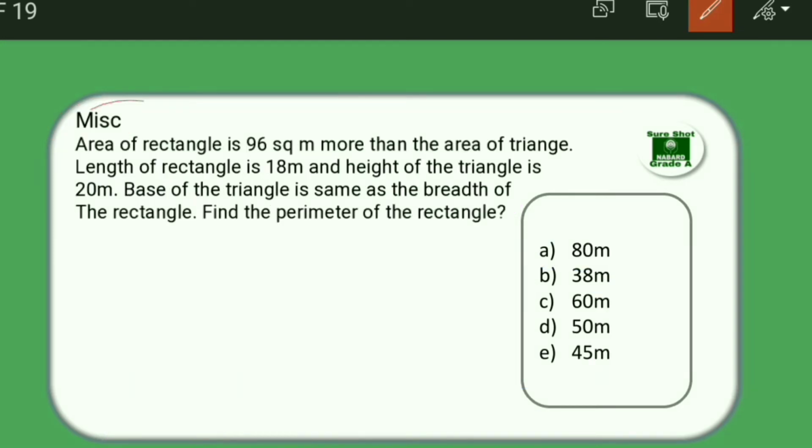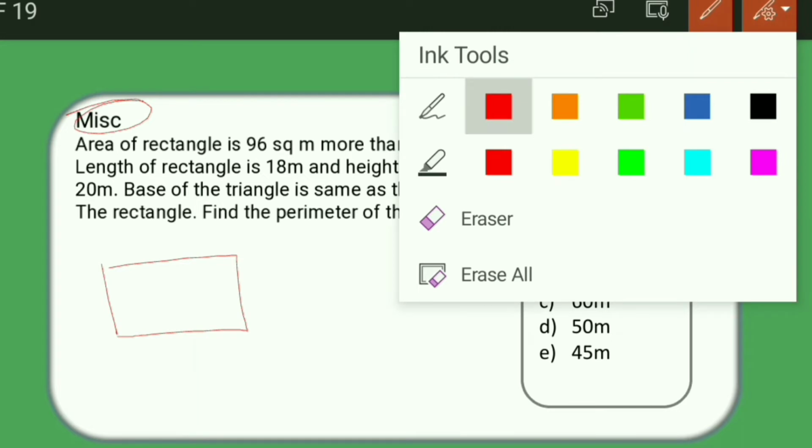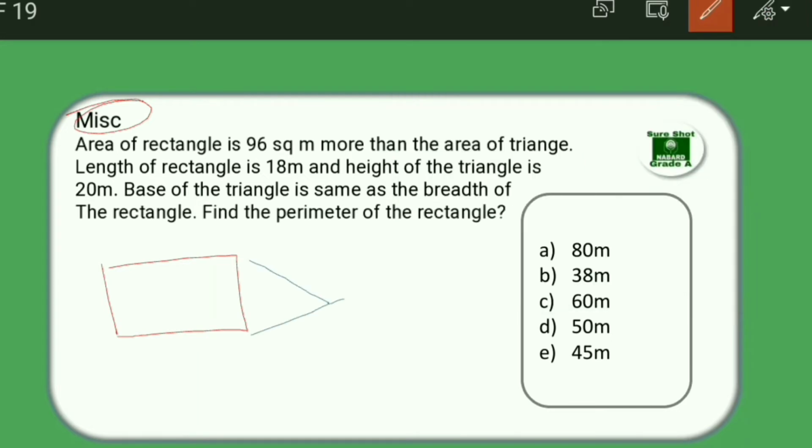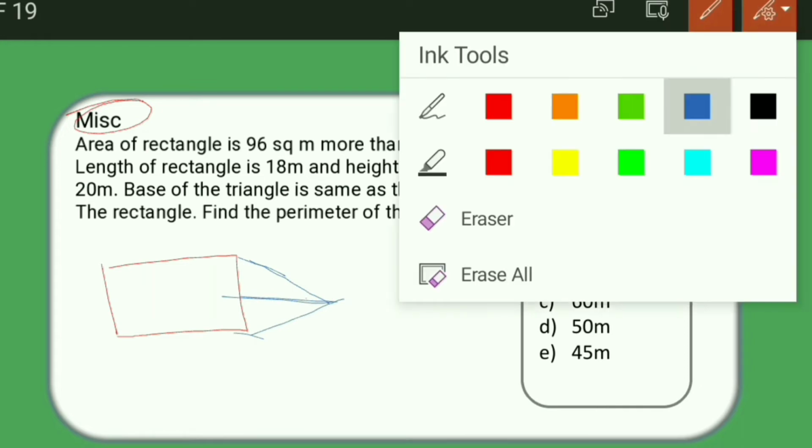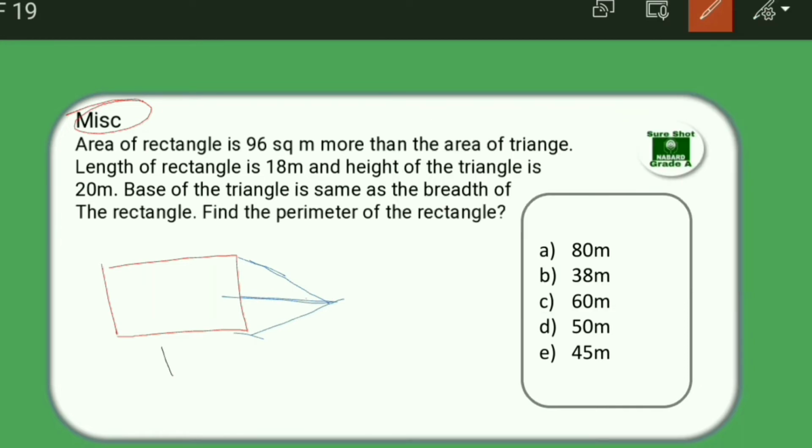Here is the next one, a miscellaneous one. The area of a rectangle is 96 square meters more than the area of a triangle. The length of the rectangle is 18 meters and the height of the triangle is 20 meters. The base of the triangle is the same as the breadth of the rectangle. Let us draw a schematic here. This is what is given: 18, and this is 20.